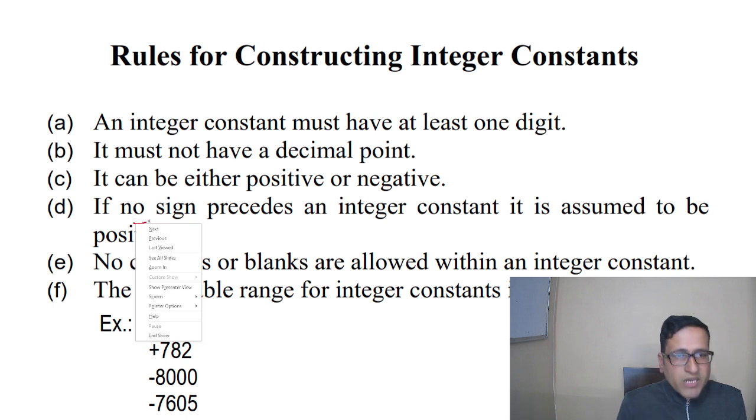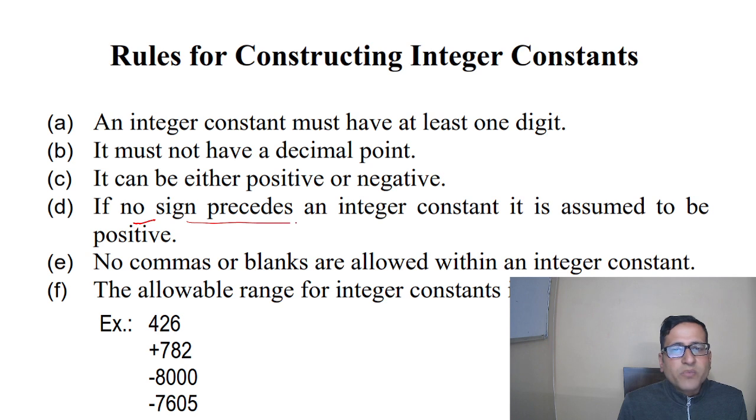Fourth point is, if there is no sign preceding an integer constant, it is assumed to be positive. Meaning if we write 3, then it is plus 3. If we write 10 without a plus sign, it is presumed to be a positive number.